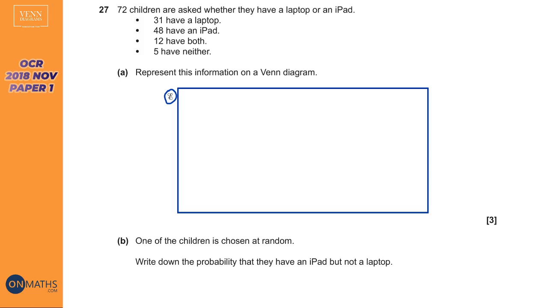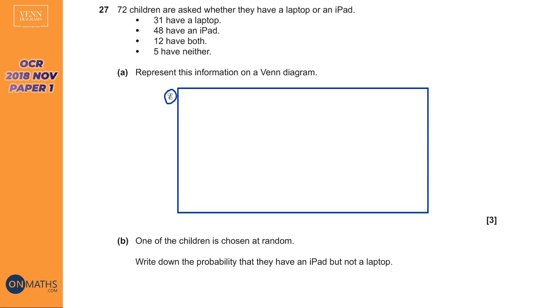Okay, so this box contains all of our participants, or all of the population, or all of whatever it is that we're looking at. So we've got 72 children, so therefore all 72 children will be in this box. Everyone who's not one of those 72 children will be outside of this box. And they either have a laptop, an iPad, both, or neither.